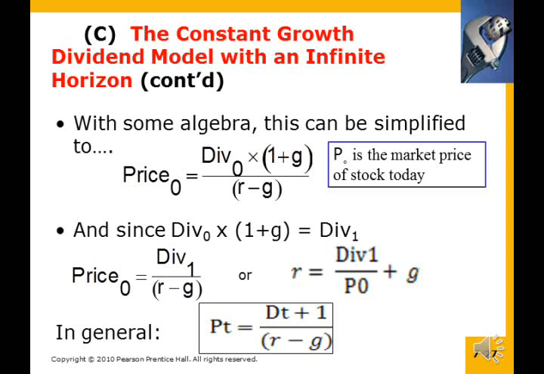We can also use the rule of P naught equals dividend naught 1 plus g over R minus g, or the rule of P naught equals dividend 1 over R minus g, to generalize or to find a general rule. يبقى P t equals D t plus 1 over R minus g.